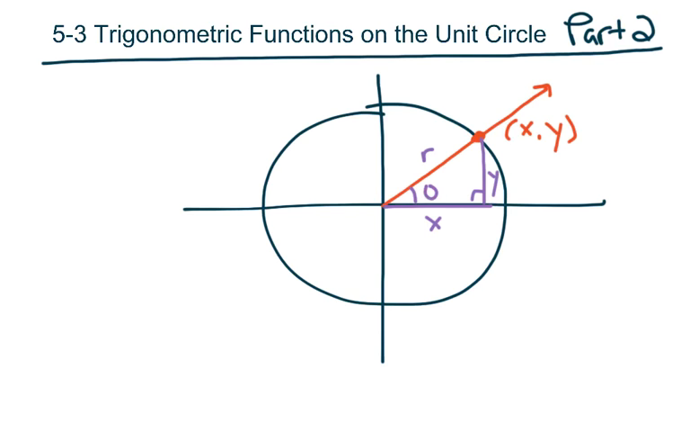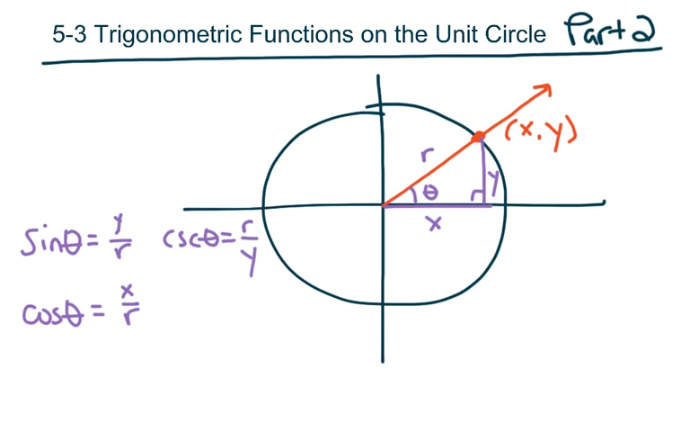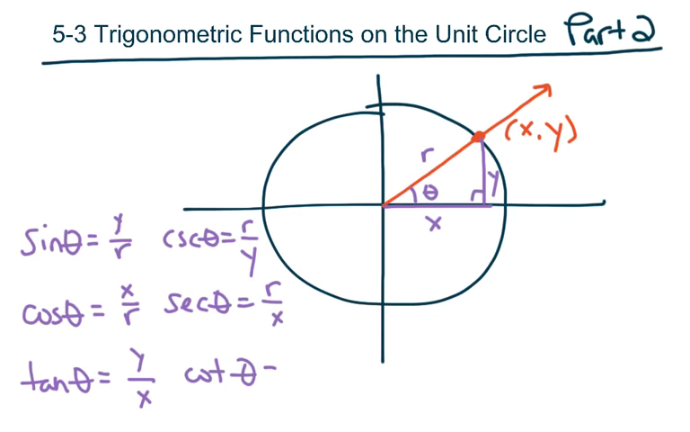And then theta, our reference angle, is the number of degrees between the x-axis and the hypotenuse, or in this case, the terminal ray, which is the one in red. So the 6 trig functions in this case become the sine of theta is y over r, so the cosecant is r over y. The cosine of theta is x over r, so the secant is r over x. And the tangent is y over x, so the cotangent must be x over y.